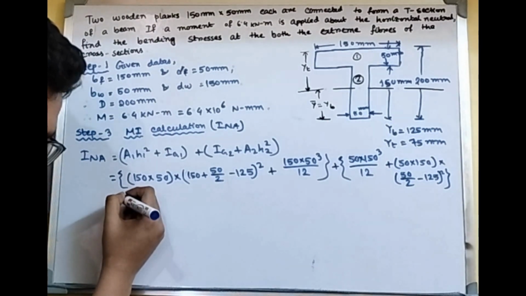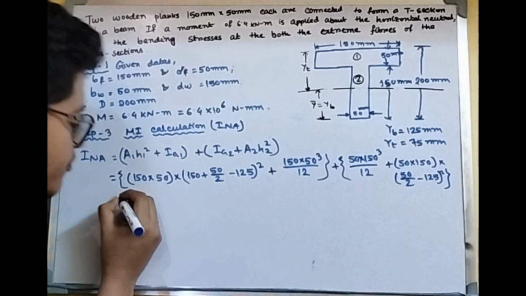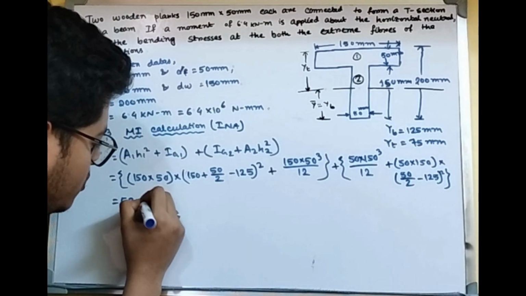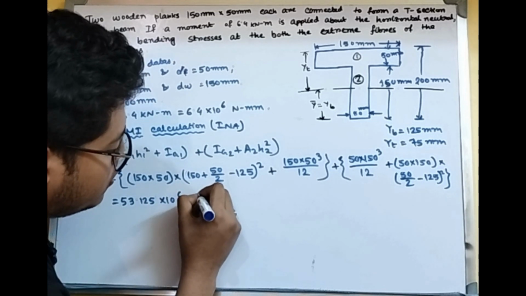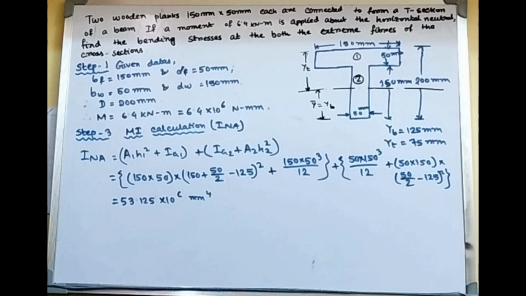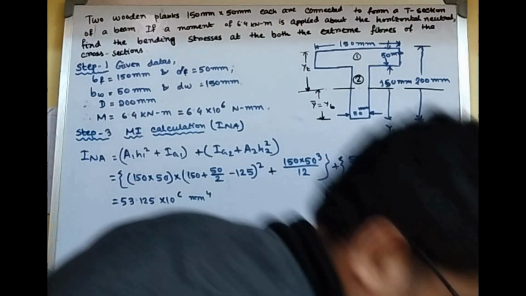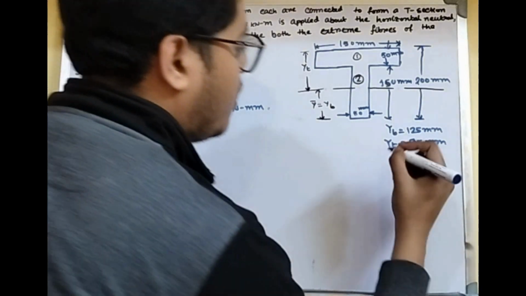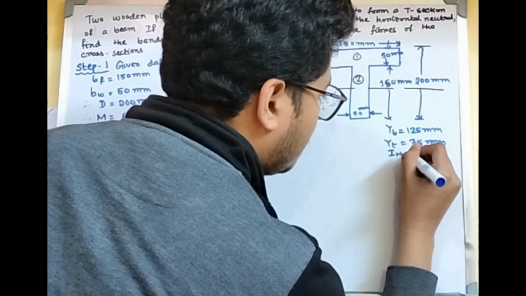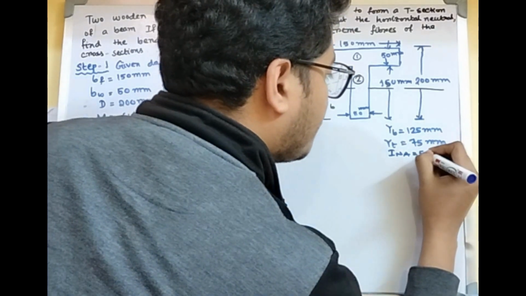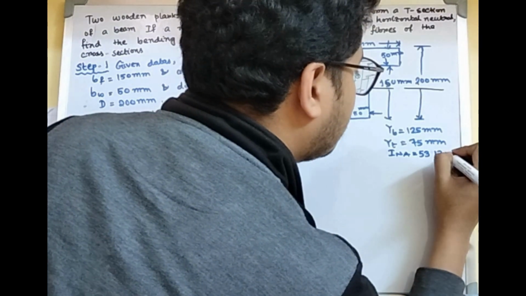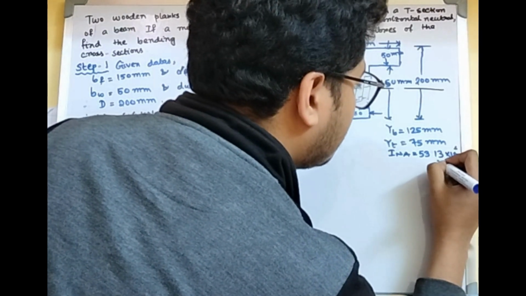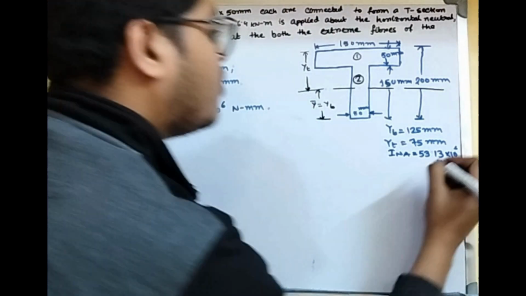Then total calculation will be 53.125 10 to the power 6 11 to the power 4. Then next we got I in A is equal to 53.125 10 to the power 6 mm to the power 4.